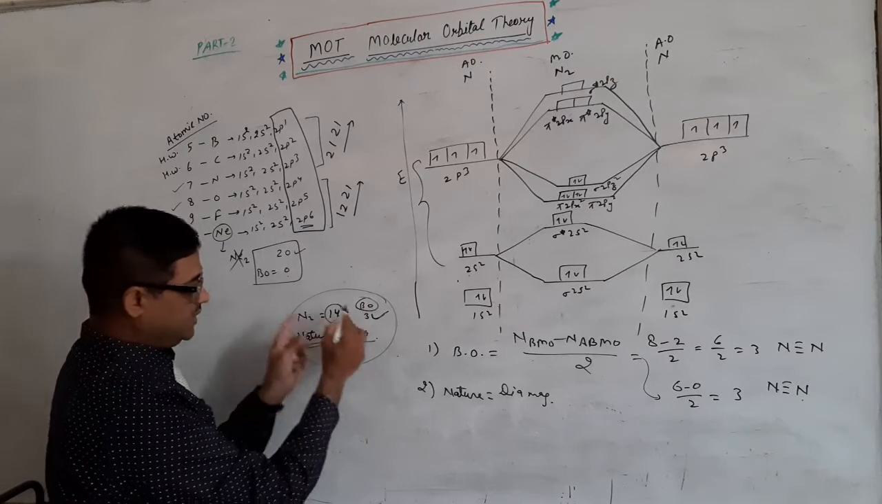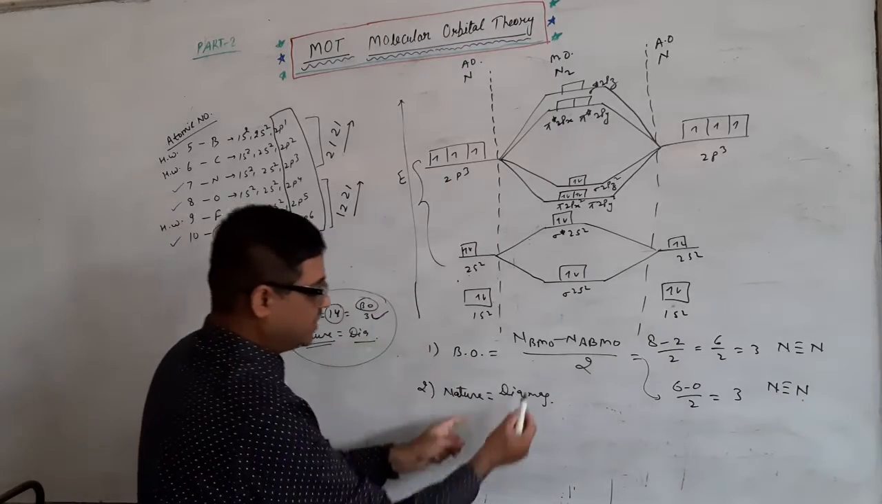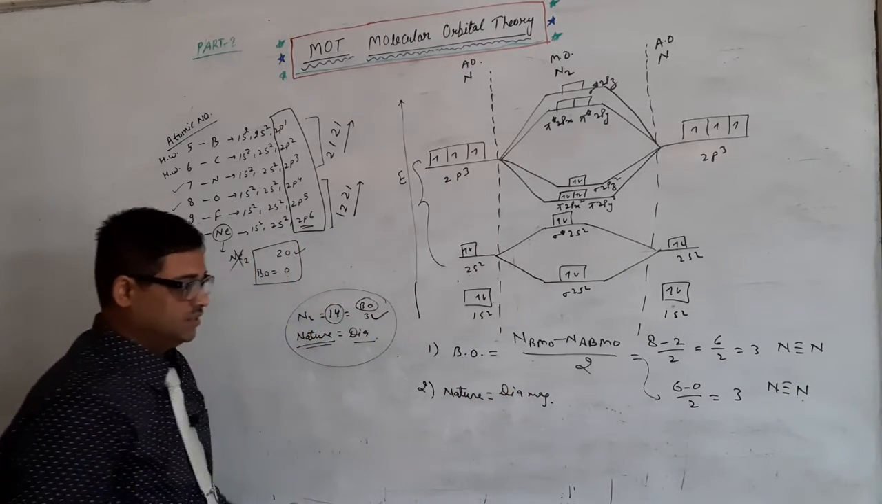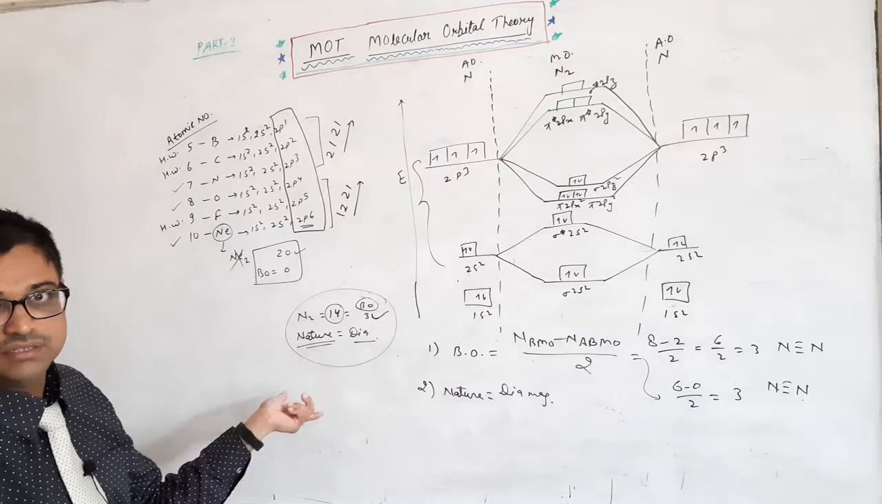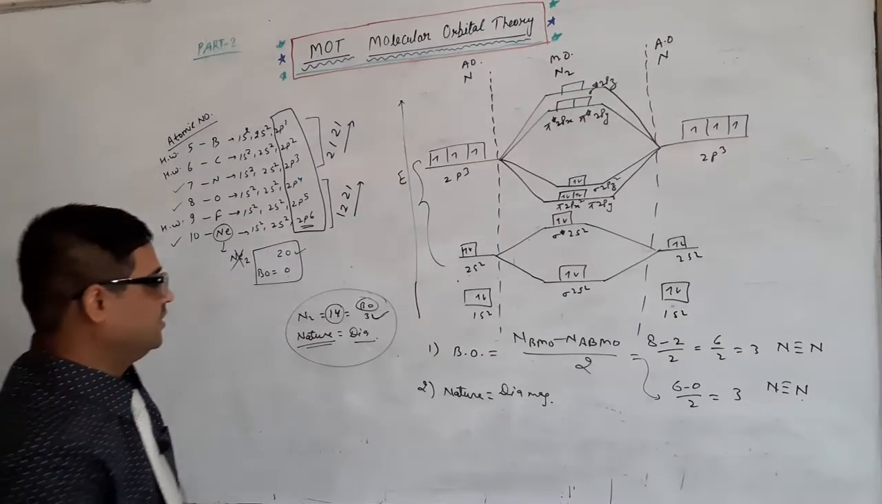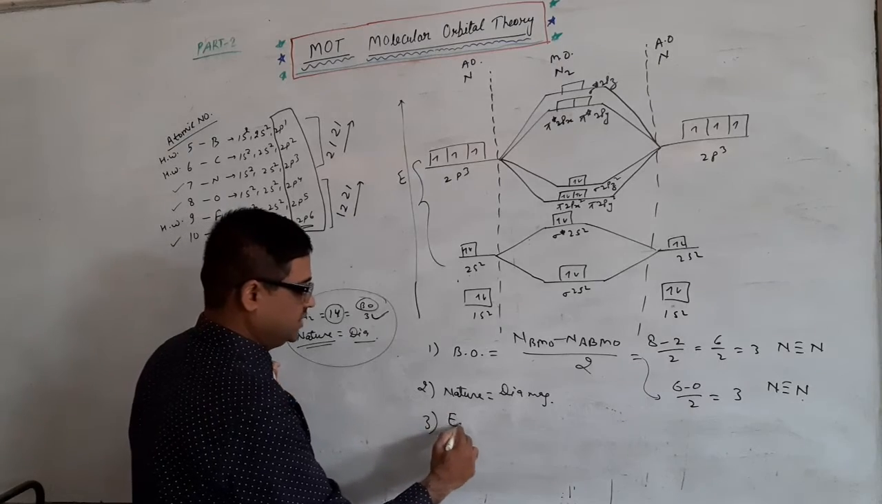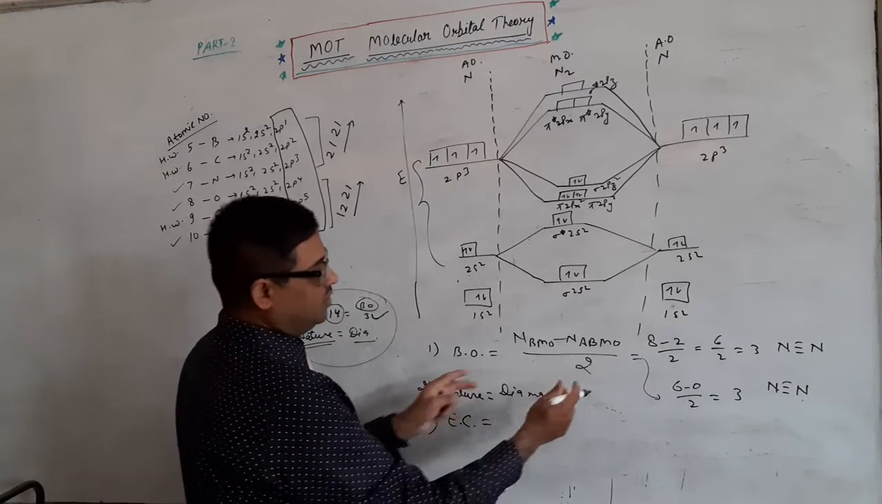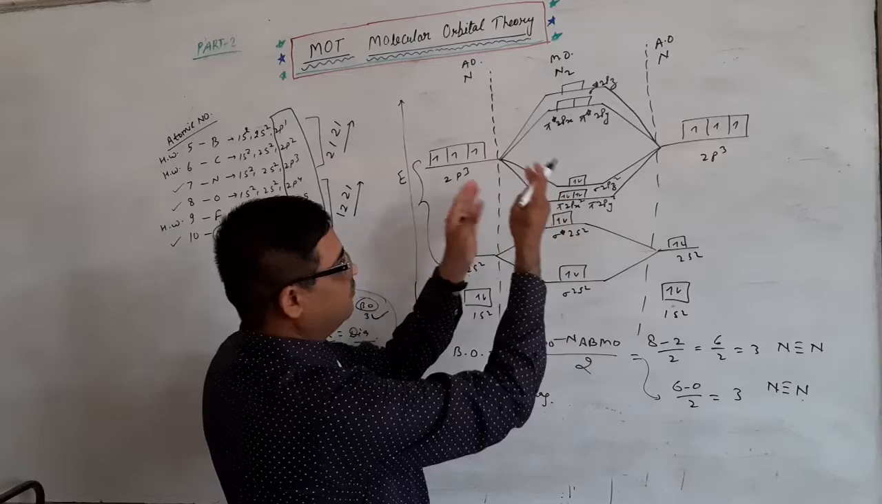So you can verify this technique with this MO diagram's conclusion also. Clear? So that technique was true. Now authentication is there. Now the third one is electronic configuration, EC. Electronic configuration we will write from downward to upward direction.